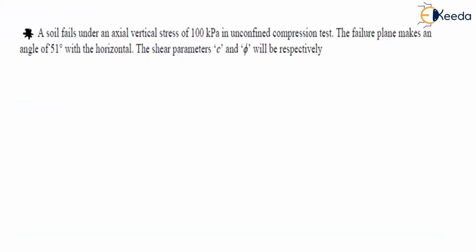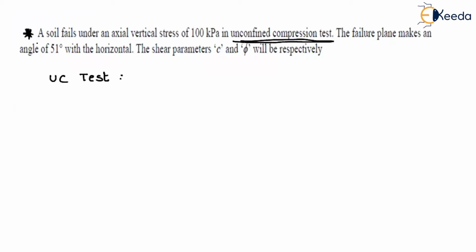What is given? A soil fails under an axial vertical stress of 100 kilopascal in an unconfined compression test. That means now we are talking about the unconfined compression test. If you remember, this test is applicable only for which type of soils? As the supports are not there, it will be applicable only for either silt or clay.